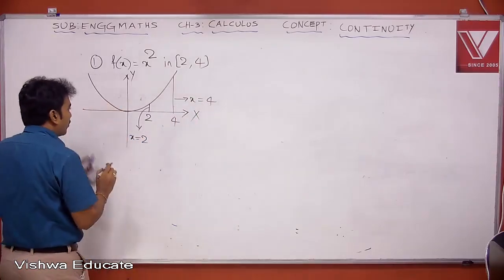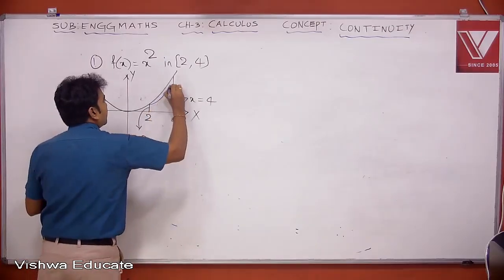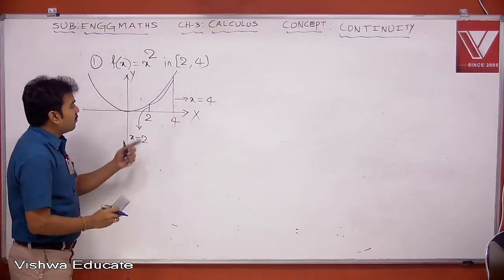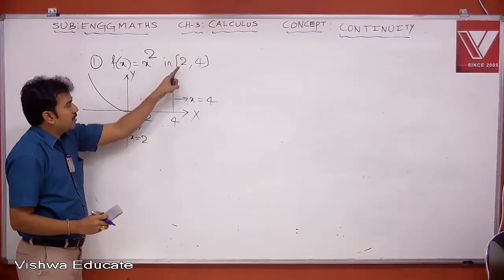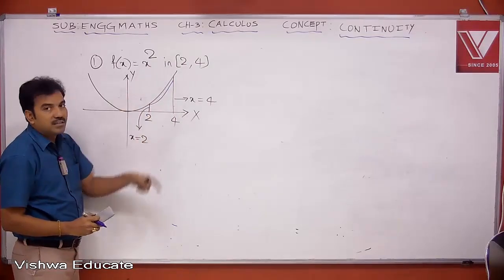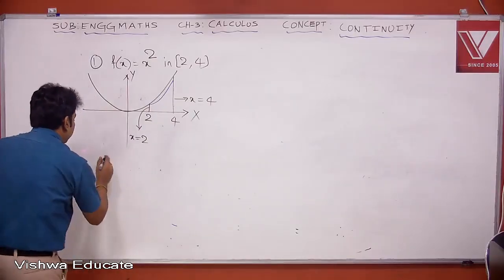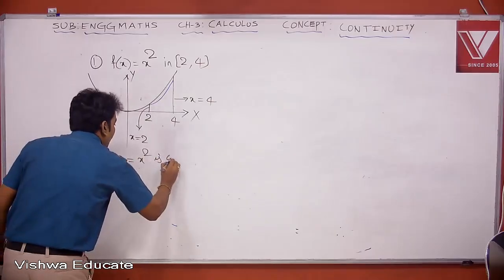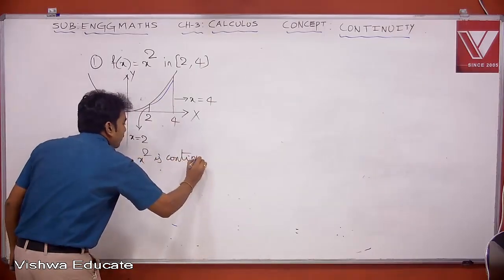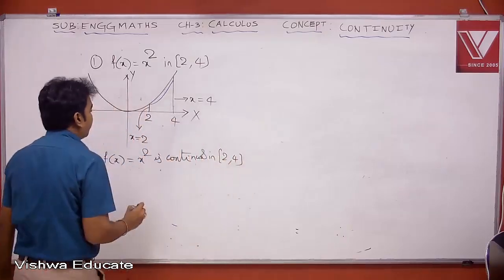Now between 2 and 4 the graph is continuous, no breaks at all. So the graph is this. We do not have any break between the boundaries 2 to 4. Therefore its graph is continuous, and therefore the function is continuous in this interval. Therefore f of x equals x square is continuous in the closed interval [2, 4].